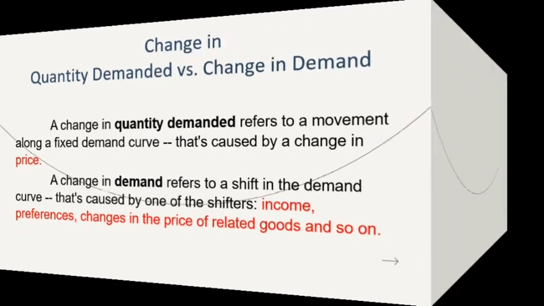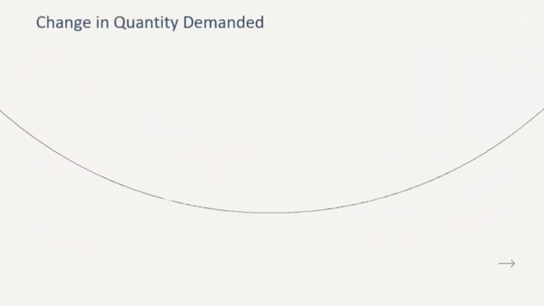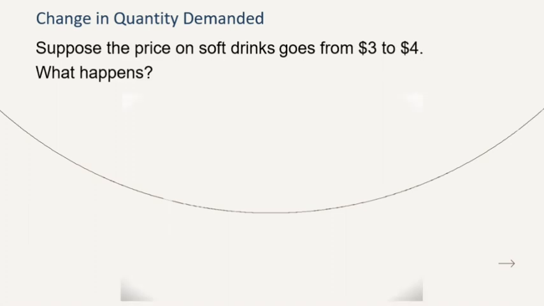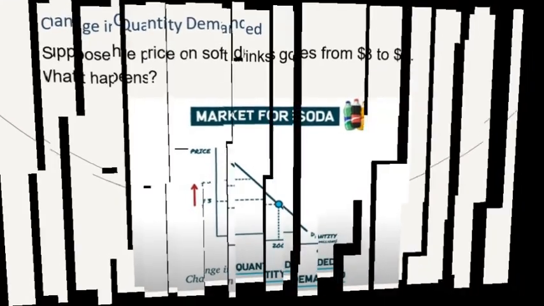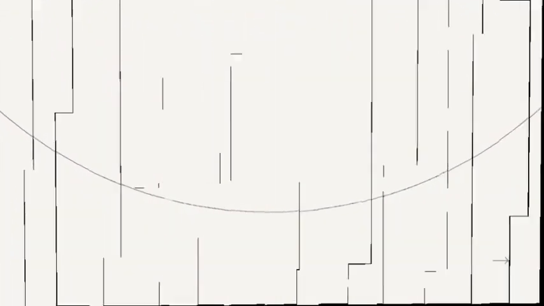Let's illustrate the difference with a refreshing example. We'll use soft drinks. Suppose the price of soft drinks goes from $3 to $4. What happens? Well, the quantity demanded decreases from, let's say, 200 to 150. There's a decrease in the quantity demanded, marked by movement along the demand curve, but there's no change in the existing demand curve.